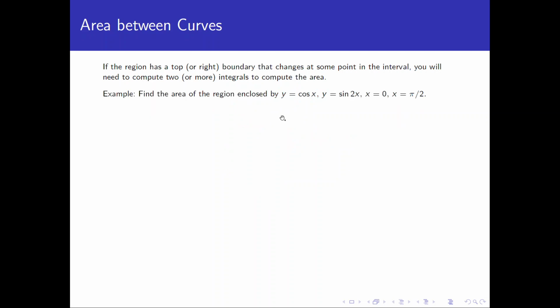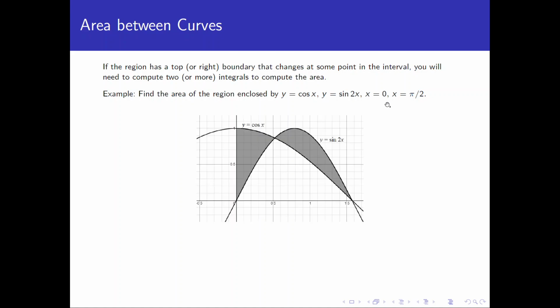Let's look at the region enclosed by y equals cosine x, y equals sine 2x, on the interval from 0 to pi over 2. We notice here, here's x equal to 0, here's x equal to pi over 2. It's actually where these two curves cross. From here to here, the cosine curve is above the sine curve. But from here on over, the sine curve is above the cosine curve.